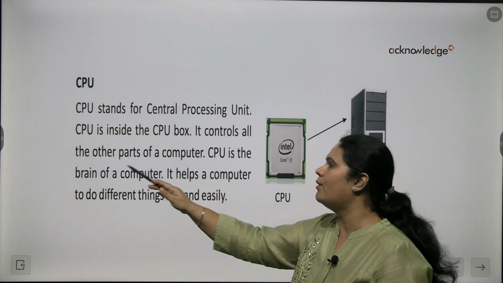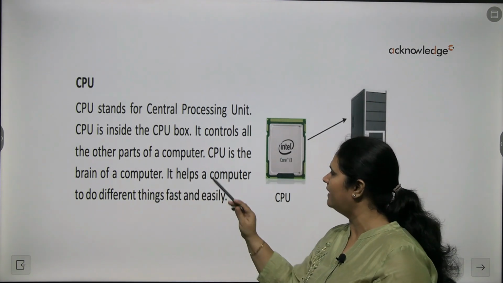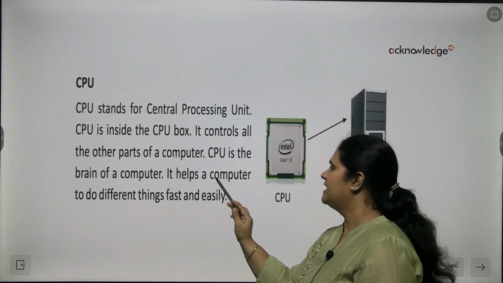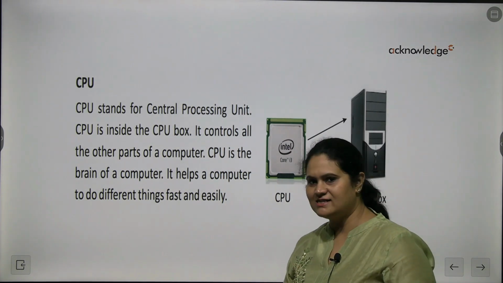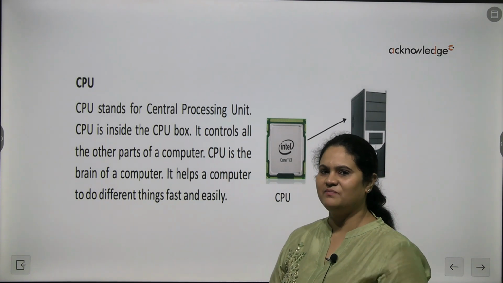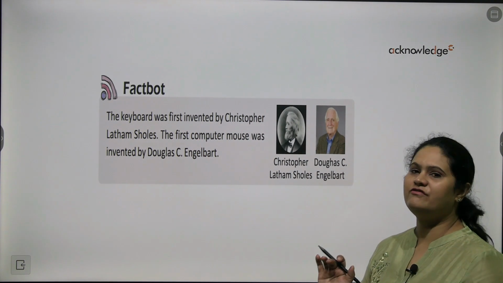It controls all the other parts of the computer, all the working that is happening there, and it is the brain of a computer. It helps the computer to do different things fast and easily. Right children? Did you get this? Very good. Let's move on to the fact part.